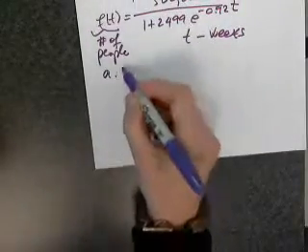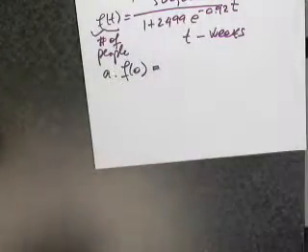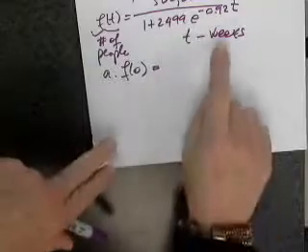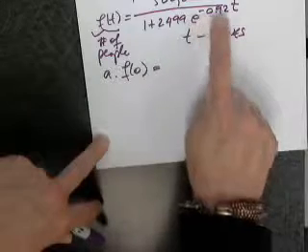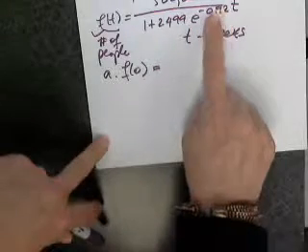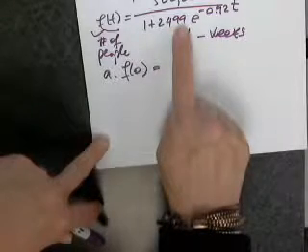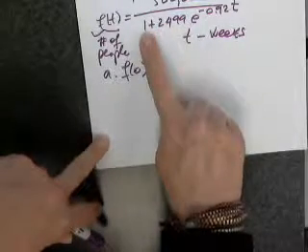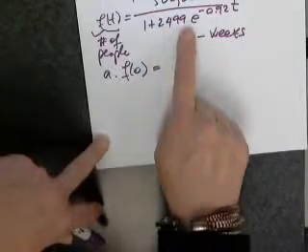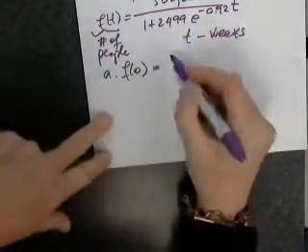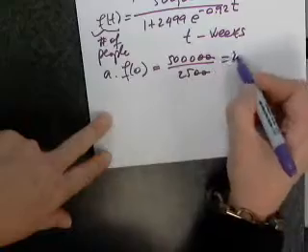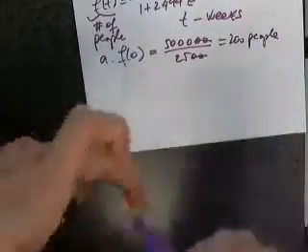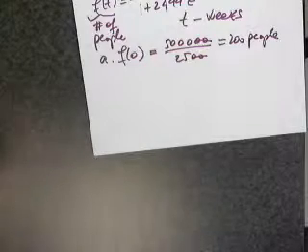What am I asked to do first? Yes, f of 0. Let's do this together. Maybe we can cut back on writing. How much is negative 0.92 times 0? How much is e raised to 0? 1. How much is 1 times 2,499? How much is 2,499 plus 1? 2,500, right? And now how much is 500,000 over 2,500? Yes, exactly. 200 people became ill initially.